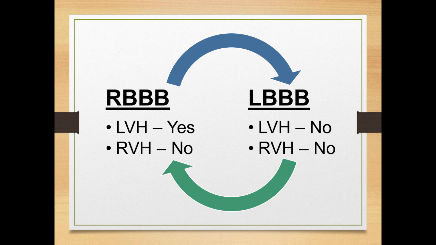So LVH and RVH in the presence of left bundle branch block can only be diagnosed with an echo or other imaging. We can't just call it on the 12 lead. We can't print out a 12 lead and go, yep, you've got a left bundle branch block and left ventricular hypertrophy. Nope. We're going to call left bundle branch block and just leave it at that. We're not going to diagnose. We're not going to call LVH or RVH.